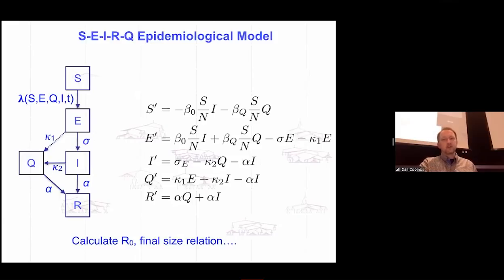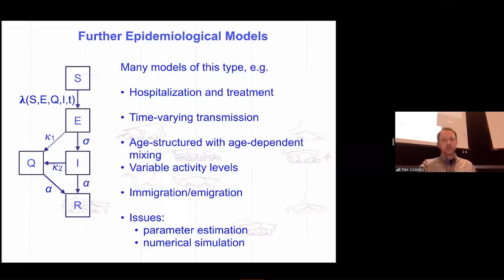Okay, and just so you don't think SEIR is the whole thing, we can have quarantine. So here are the differential equations for a case with a quarantine class where exposed and infected people can move into the quarantine class at different rates, and then they can end up in the recovered class. And we can do this. And then you can extend further. You can include hospitalization and treatment and transmission within hospitals. You can have time-varying transmission parameters.